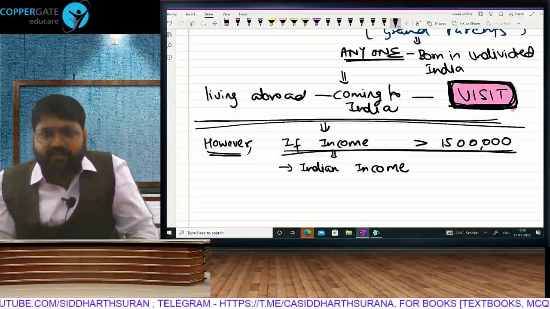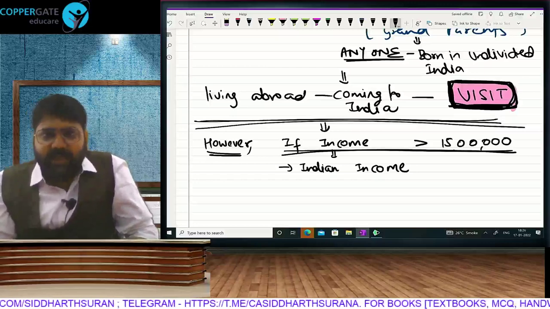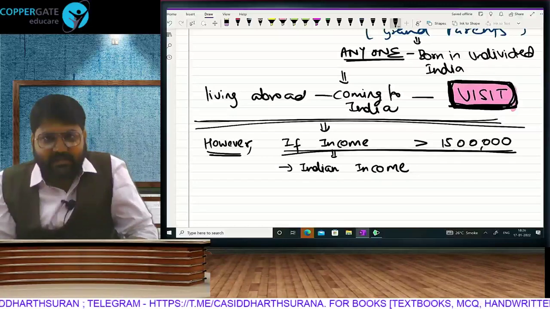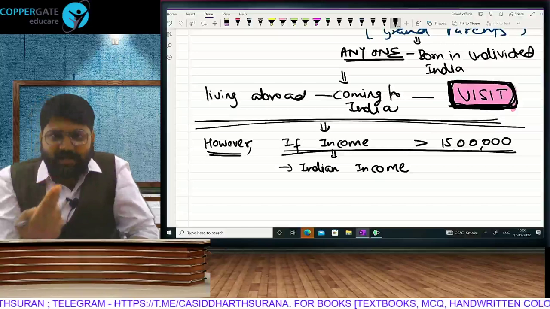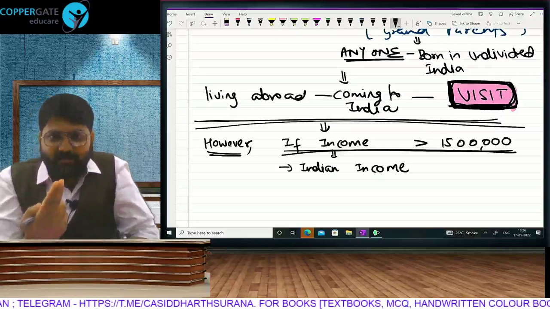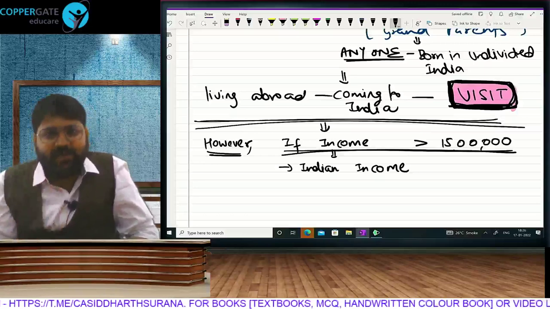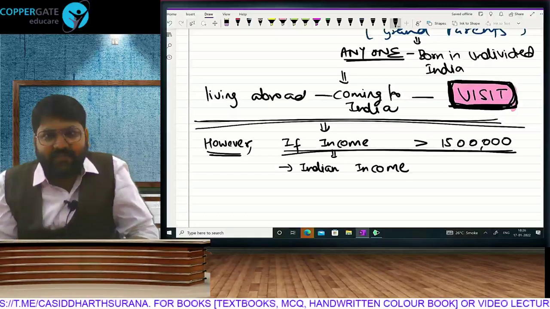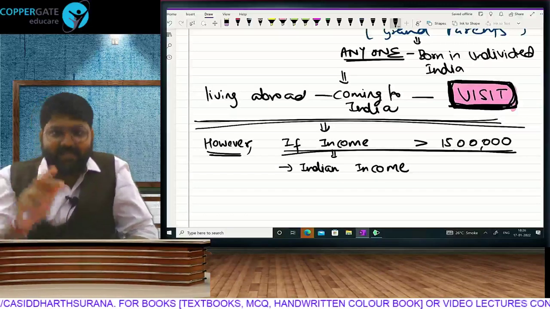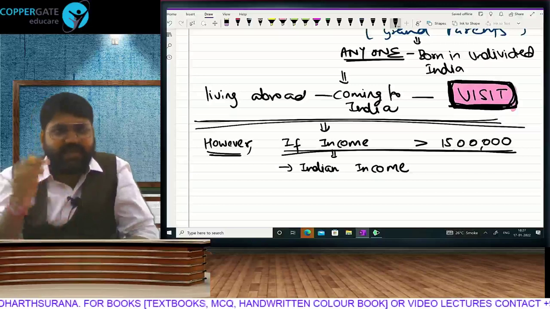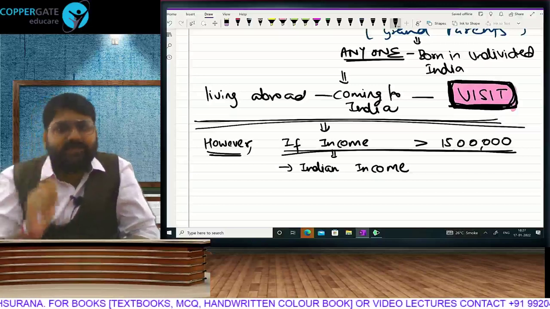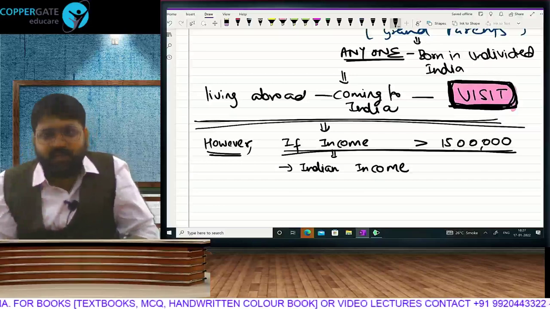So, two conditions: 182 days in the current year, and 60 days with 365 days. Correct? Have I by mistake said 63 at any point of time? I was checking whether you are attentive in class. It is 60 and 365. But for two assessees, the 60 and 365 condition is not applicable.